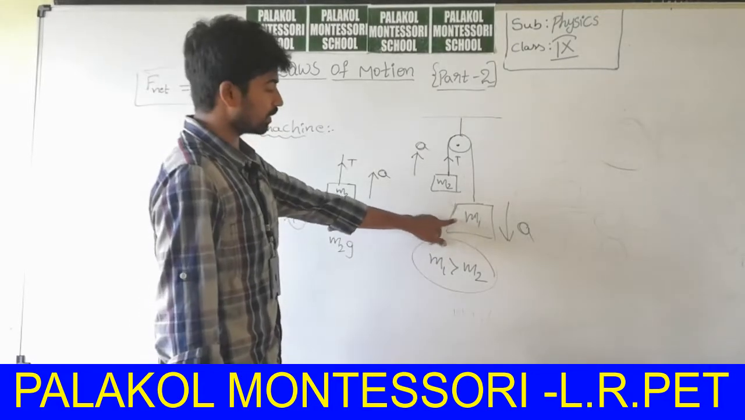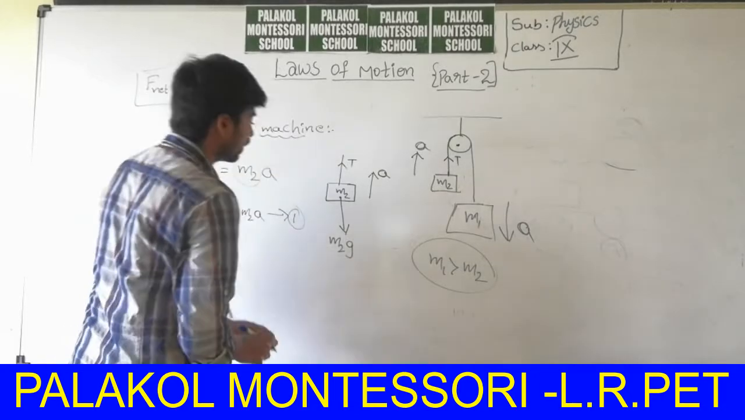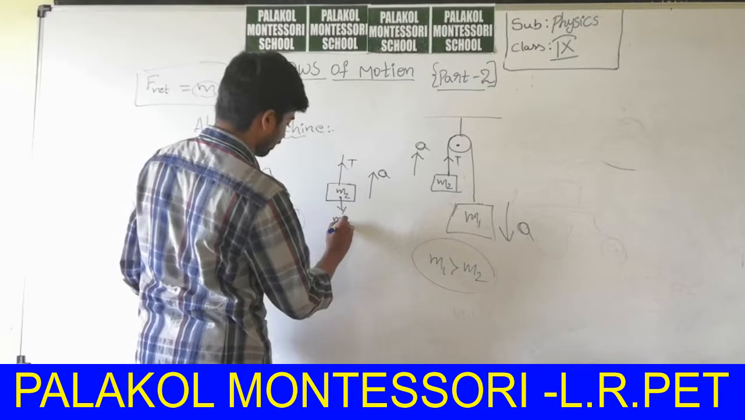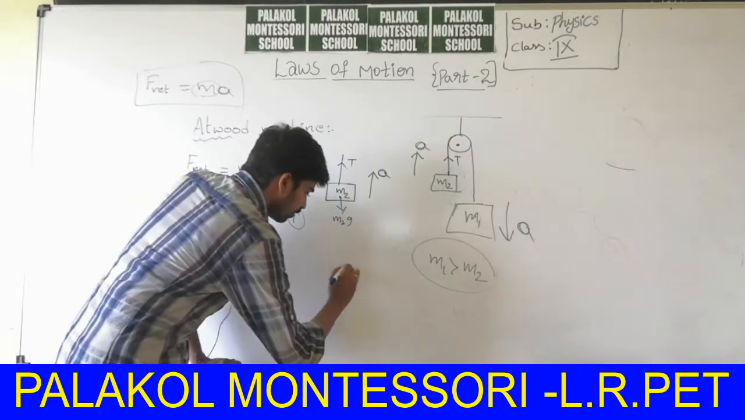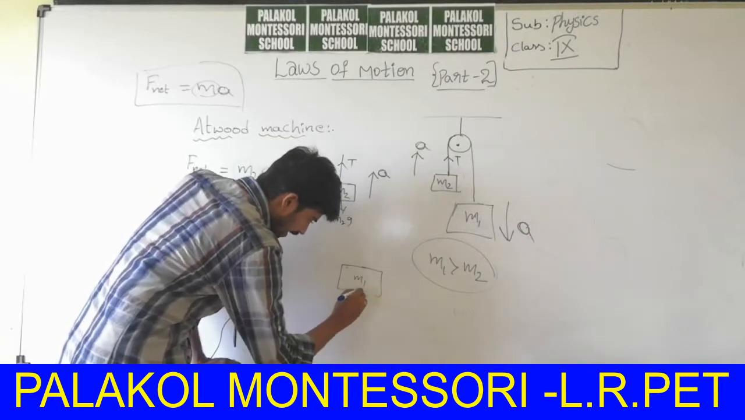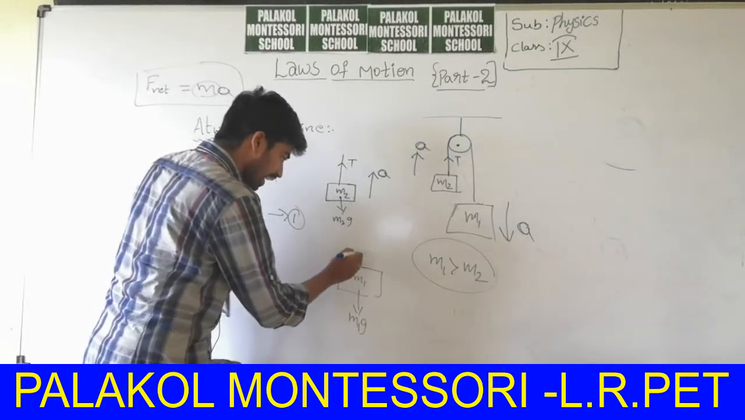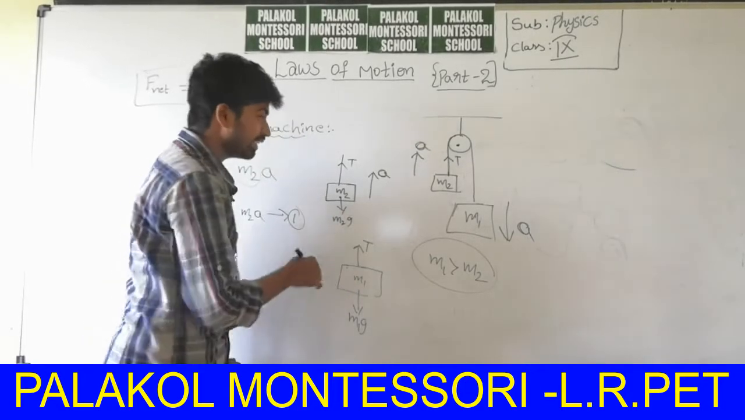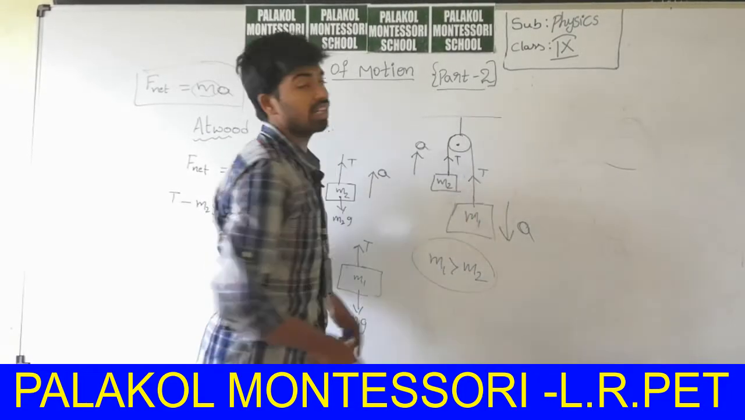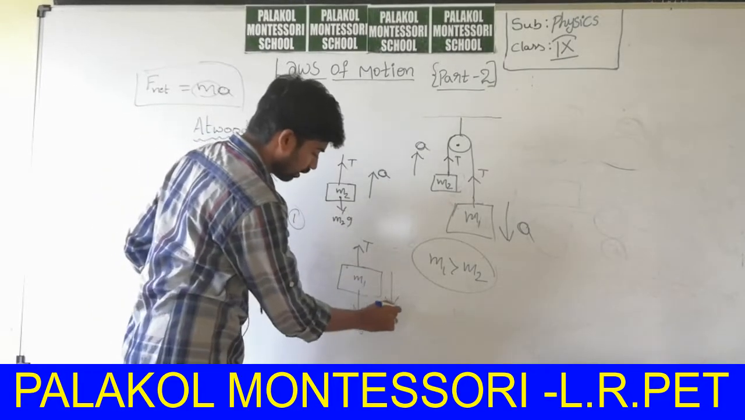Similarly, apply Newton's second law of motion for m1. Let us draw a free body diagram for m1. So, the weight m1 into g acting in the downward direction, and the tension T. Tension will always act away from the object. So, this is the tension T and it is accelerating in the downward direction.